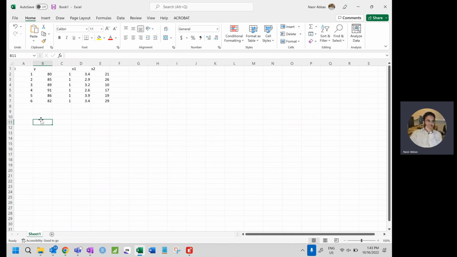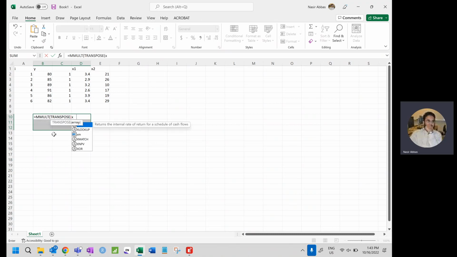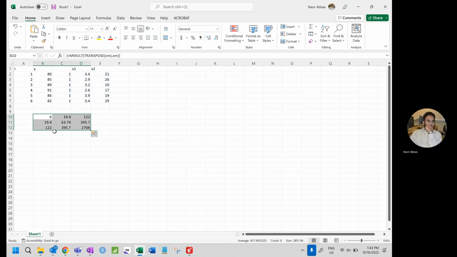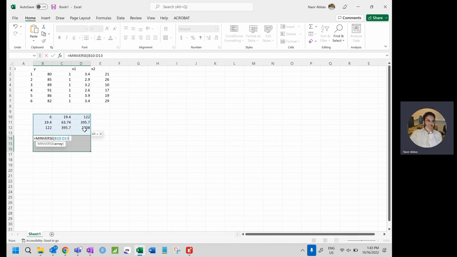So my beta hat will be what order? There will be 3 values: intercept, slope 1, slope 2. So I select a 3 by 1 space. I will need X transpose X whole inverse, so I'll go step by step. First, I find X transpose X, the transpose of X with X. This is X prime X. Then I'll take the inverse of this one.